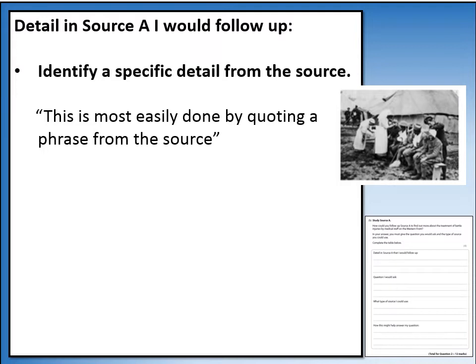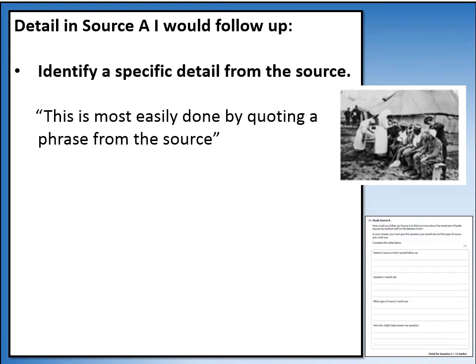Identify a specific detail from the source. And guidance that we've had from the examiners is simply this. The most easy and straightforward way to pick up a mark here is to quote something from the source. It's to find yourself an interesting, relevant or important aspect of the source and quote it. When we worked on that source in our other presentation, you might remember that we prepared the source in advance and we underlined 1 or 2 things that we thought might be of use to us later on. And this is an ideal moment to use those.